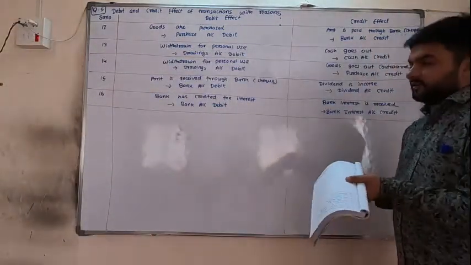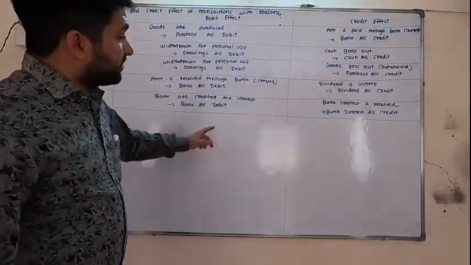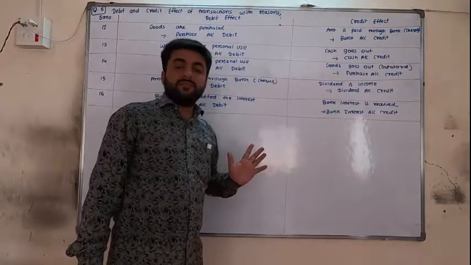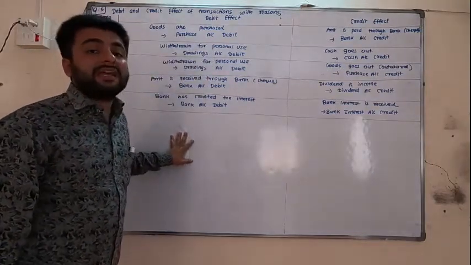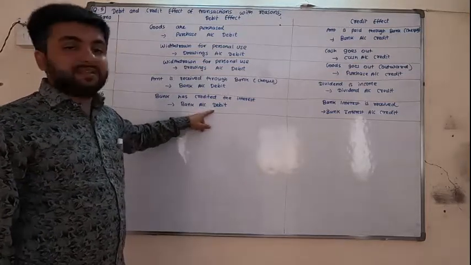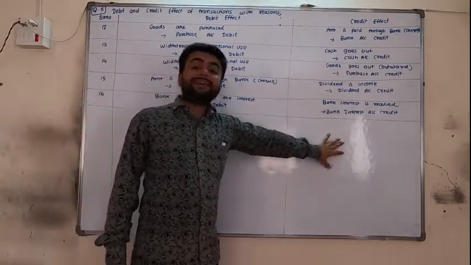There is one more entry for it. What is written in the question? Bank has credited interest. So you credit bank interest at that time. Then debit what? Bank. Otherwise you can remember it this way: bank has credited, so we have to debit the bank. In the next transaction, bank has debited, so we have to credit the bank.